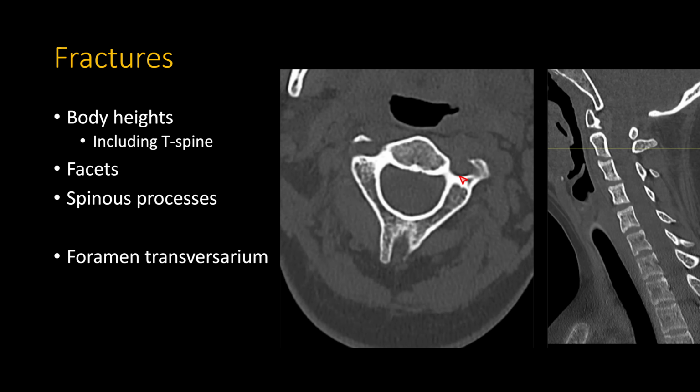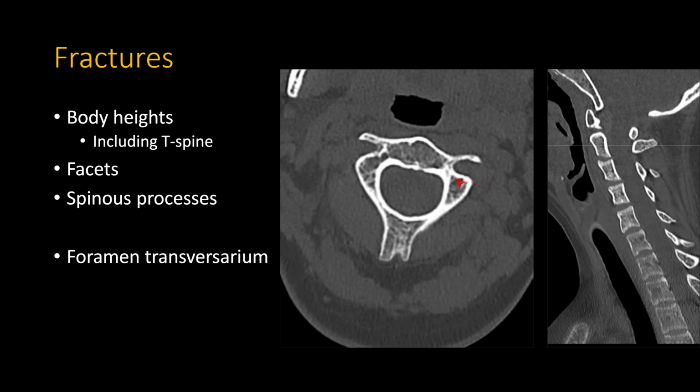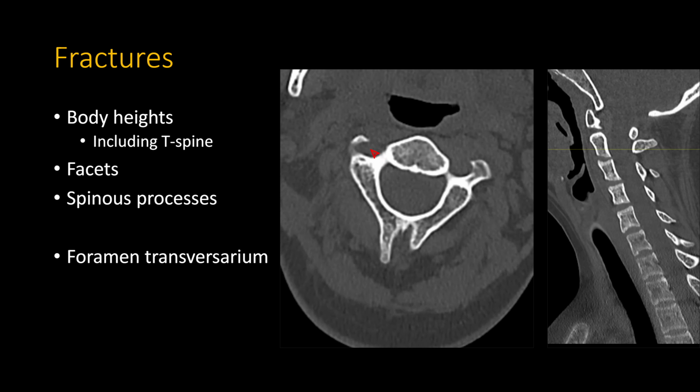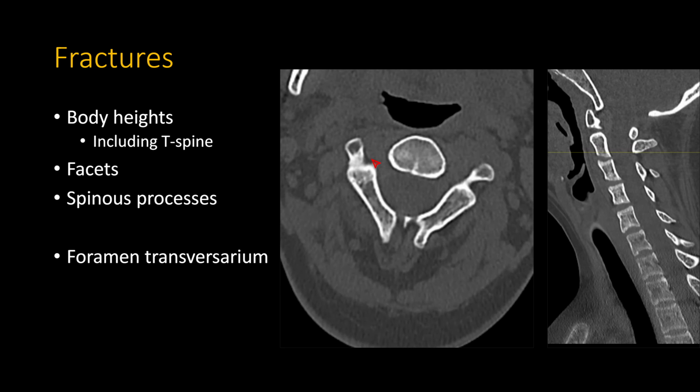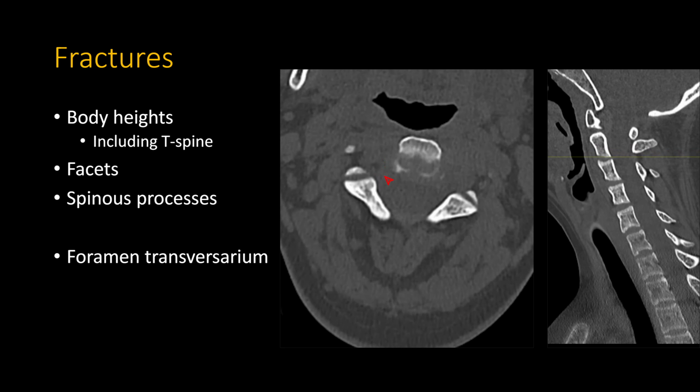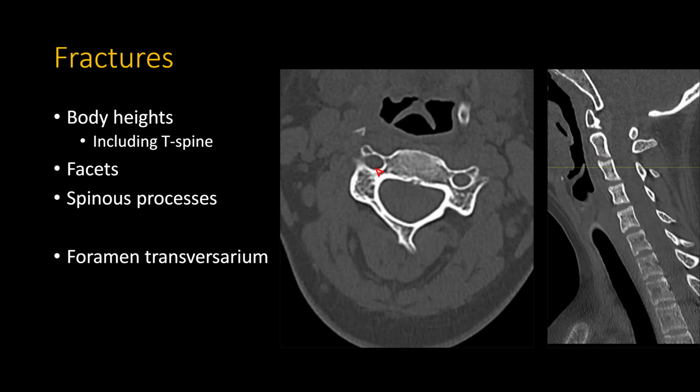Whenever I go through a foramen transversarium, I tend to slow down and make sure that there's no fracture going through that foramen transversarium, just because the vertebral arteries are there, and whenever you have a fracture to the foramen transversarium, that increases the likelihood that the vertebral artery is injured, and then it might be worthwhile to recommend a CTA of the neck to make sure the vertebral artery is intact.